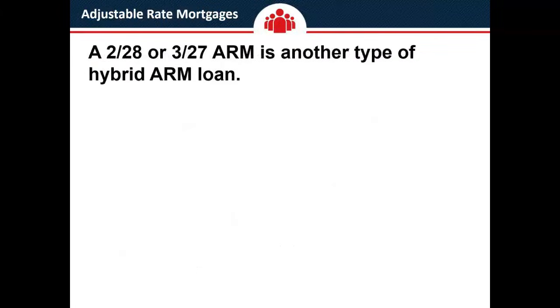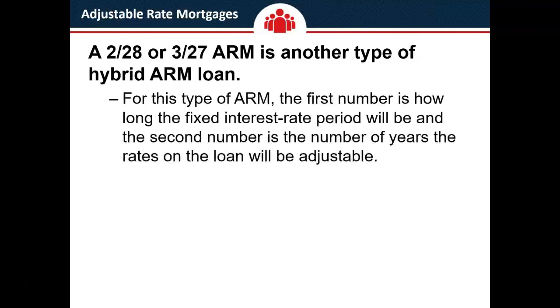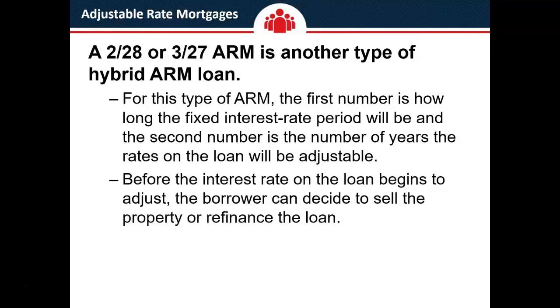You've even seen them like a 2-28 or a 3-27. It's fixed for the first 2 years, but then it's going to adjust for the other 28, and so on and so forth. In this type of ARM, the first number shows how long the fixed period is, and the second number shows the number of years the rate is scheduled to adjust. Before the interest rate on the loan begins to adjust, the borrower can decide whether they want to sell the property or maybe they want to refinance the property.